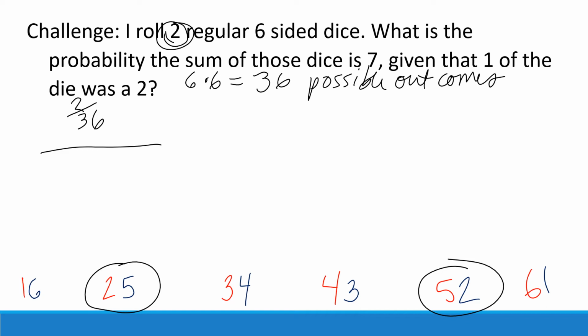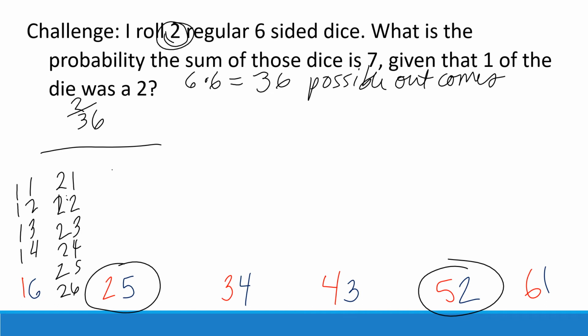The probability that the die is a 2 is 11 out of 36. Because we can roll a 1 and a 1, a 1 and a 2, a 1 and a 3, a 1 and a 4, and so forth. Then the next one, we could roll a 2 and a 1, a 2 and a 2, a 2 and a 3, a 2 and a 4, a 2 and a 5, a 2 and a 6.